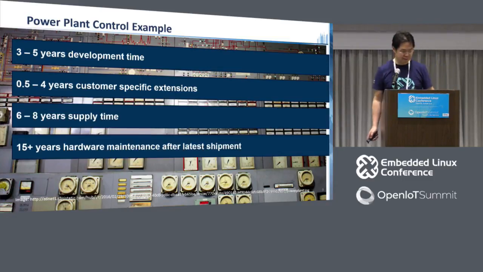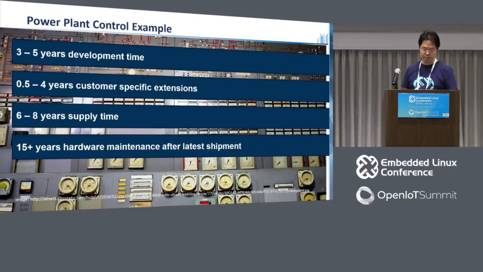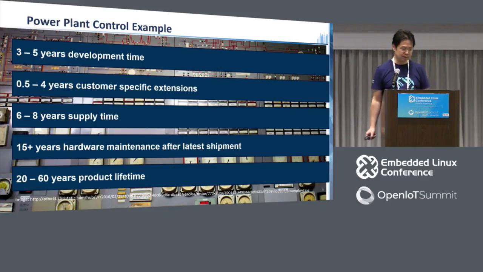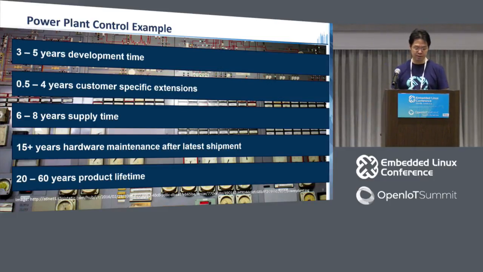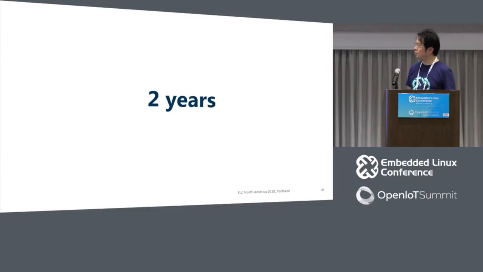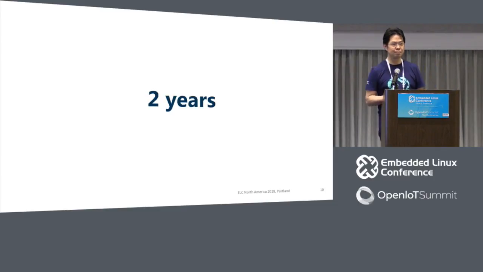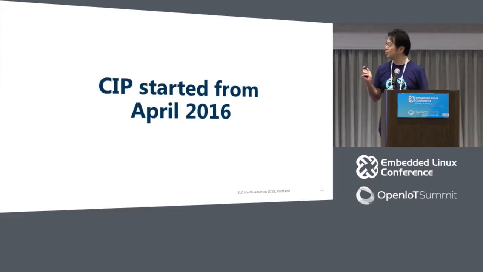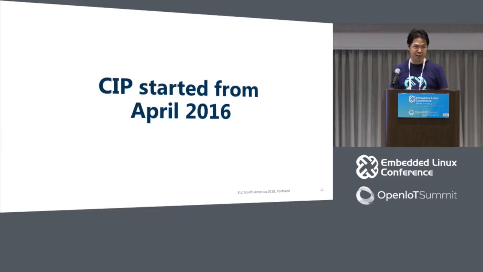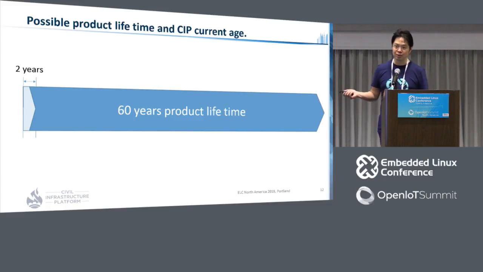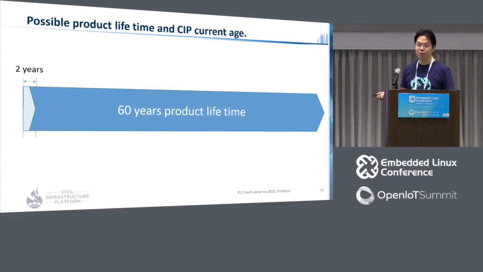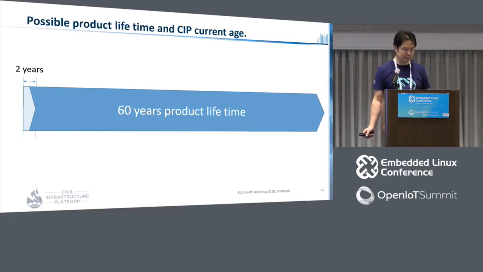Sorry, that's after the latest shipment. And I'd like to say 20 to 60 years for the product life cycle. And I'd like to mention 2 years. What do 2 years mean? CIP just started in April 2016, which means we are now 2 years old. But the product lifetime is 60 years in most cases.